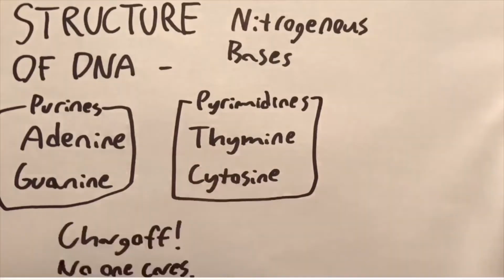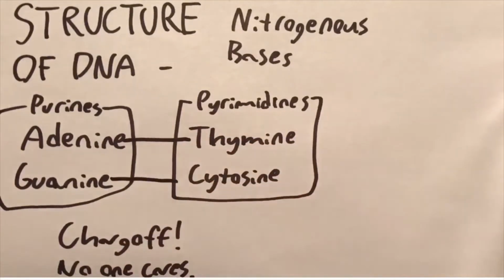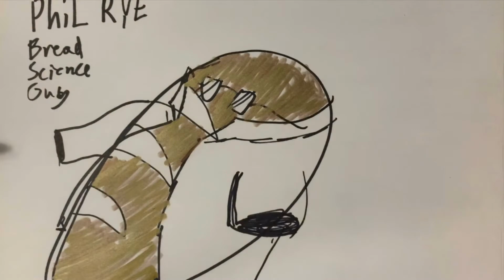Now, an important thing to know is Chargaff's rule. Who Chargaff is doesn't really matter, but what he said was that adenine and thymine can bind together, and guanine and cytosine can bind together, and nothing else. There's a small exception, which we'll get to later, but the bases, once paired, form hydrogen bonds in order to maintain the connection. Alright, now that's everything you need to know about the DNA structure.